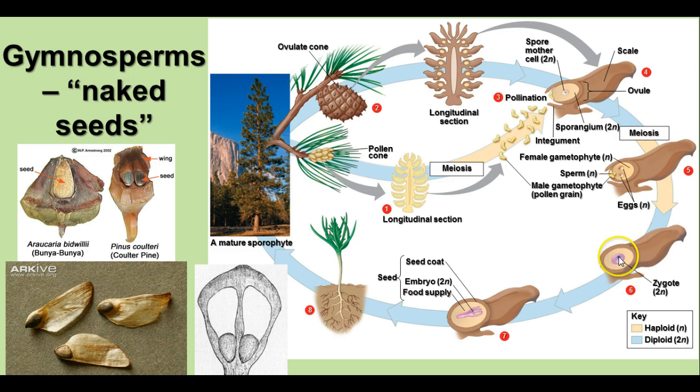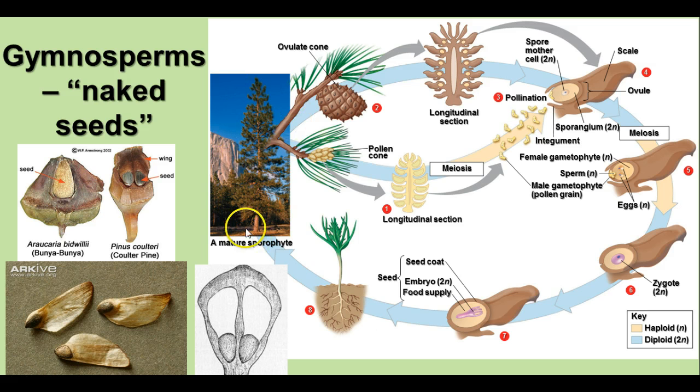mitosis to produce the zygote, which is going to grow into an embryo, which will be enclosed in a seed with a food supply. And then when the cone is released and the seed is released, it can fly away by means of this little wing here and land on the ground and grow into a new sporophyte.